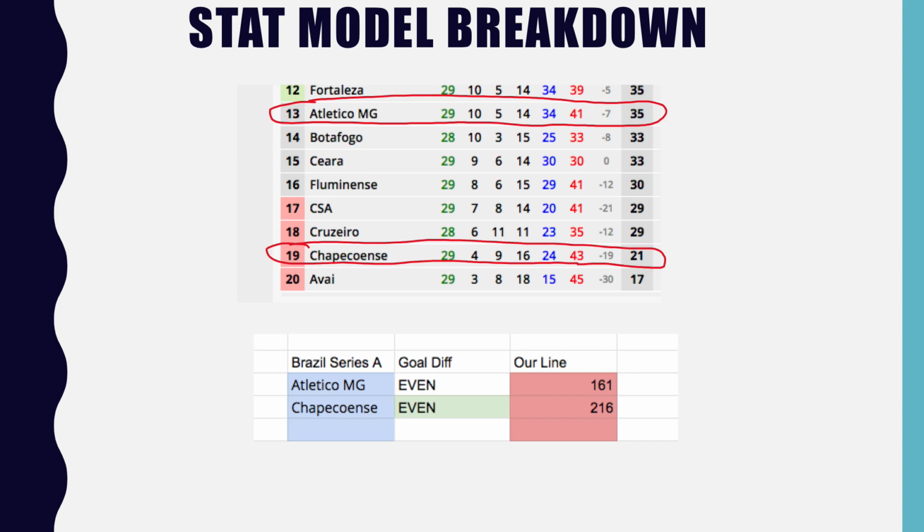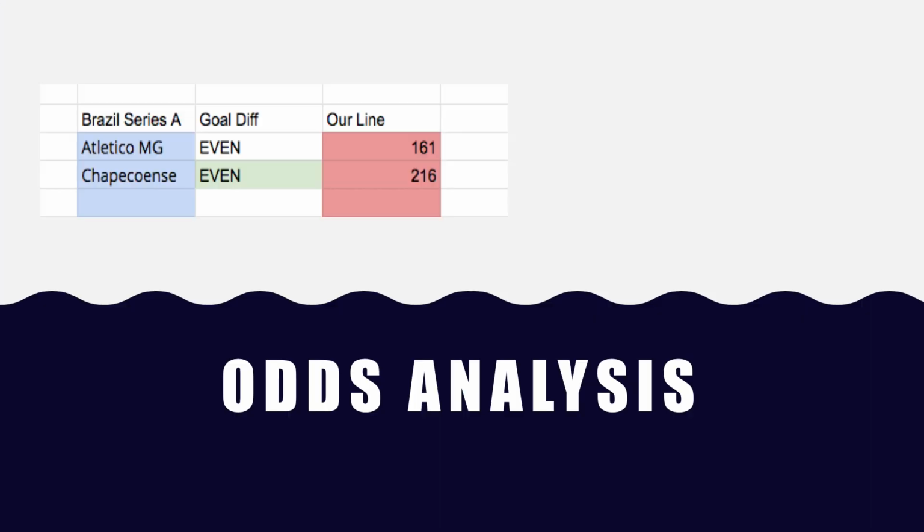The line we came up with was Atletico MG at +161 and Chapecoense at +216. So we still have Atletico MG as a favorite and Chapecoense a pretty significant dog. But again, we go back to the goal differential. Both of these teams are at even goal differential. So even though we're looking at a line, we still have to factor in goal differential, which leads us to believe this is going to be a fairly close game.